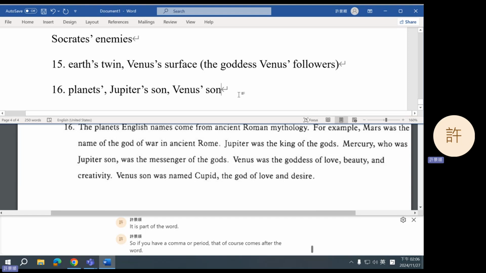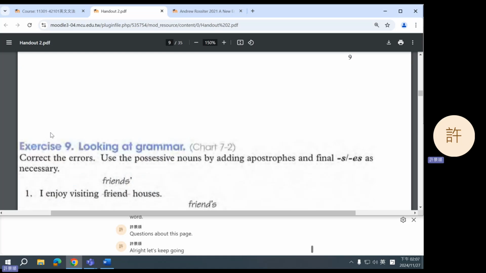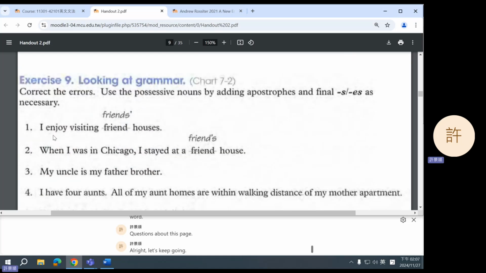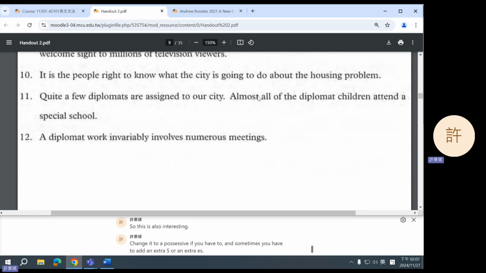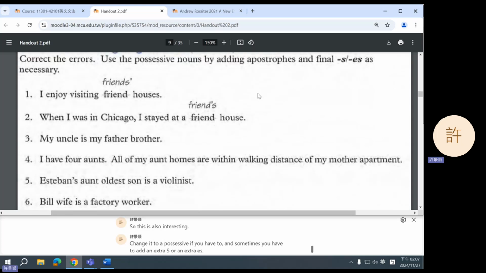Okay, questions about this page? All right, let's keep going. Okay, so this is also interesting. Change it to a possessive if you have to, and sometimes you have to add an extra s or an extra es. 10. I'll give you 3 minutes.